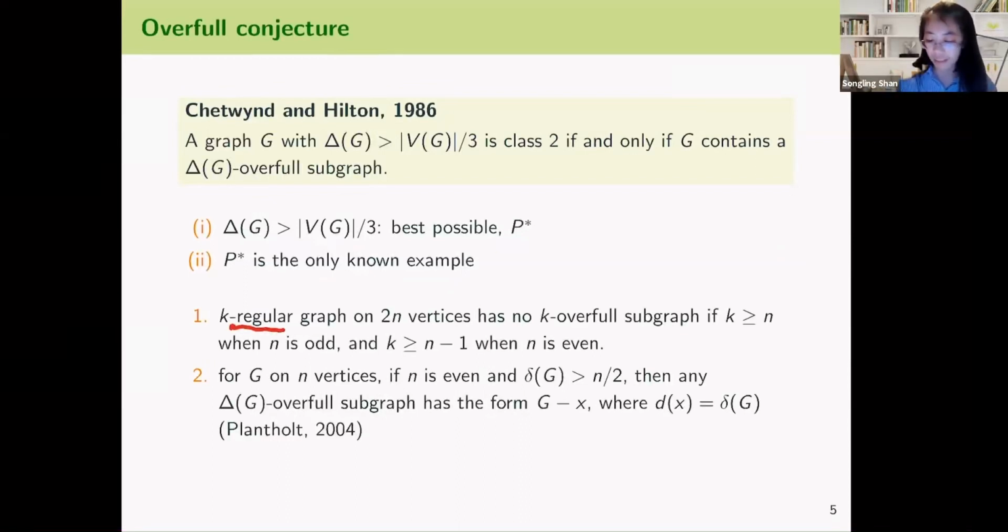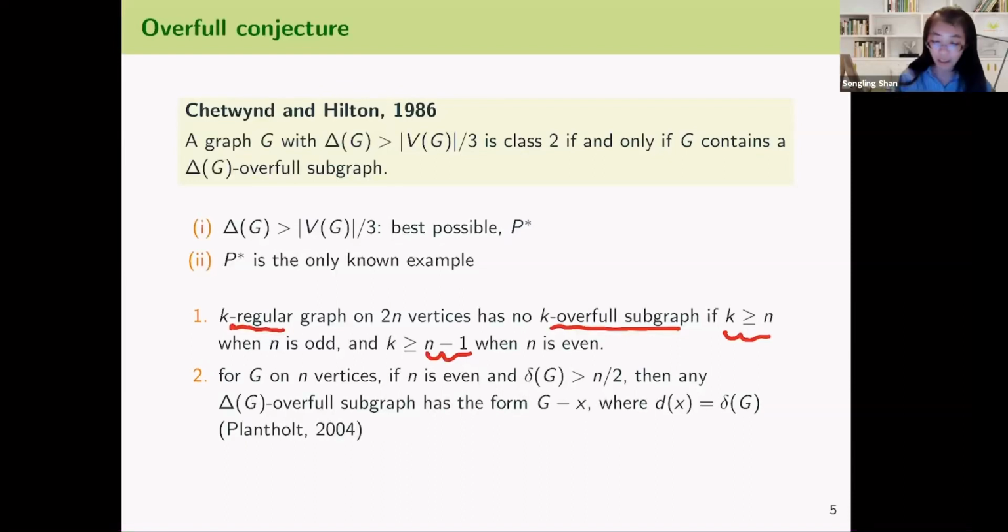then the graph contains no k overfull subgraph if k is at least n when n is odd, or k is at least n minus 1 when n is even. So in other words, if the overfull conjecture is true, then all such k-regular graphs should be class 1. Actually, I believe you already recognize this. This is the one factorization conjecture, right? So it is a consequence of the overfull conjecture.